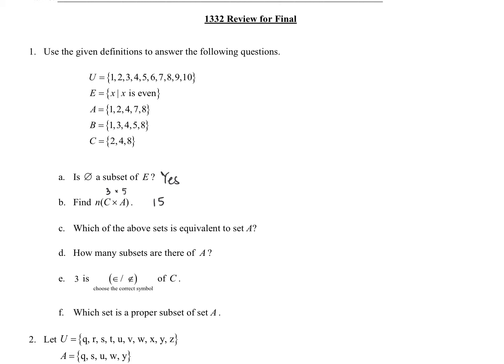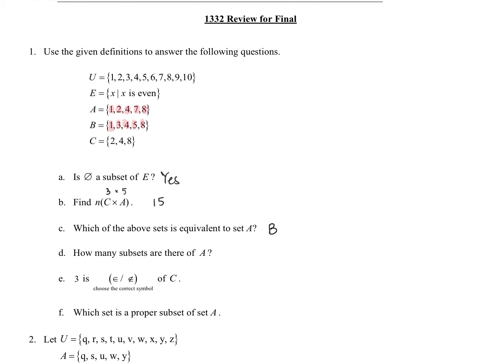Part C, which of the above sets is equivalent to set A? This is kind of confusing when you first read it. What it's really asking is, how many of the above sets have the same number of elements as set A? If you look at set A, you will see that there are 1, 2, 3, 4, 5 elements in set A. If you look at set B, there are also 5 elements in set B. So set B is equivalent because it has the same number of elements. You can see that set C only has 3 elements, so that's not going to be equivalent.